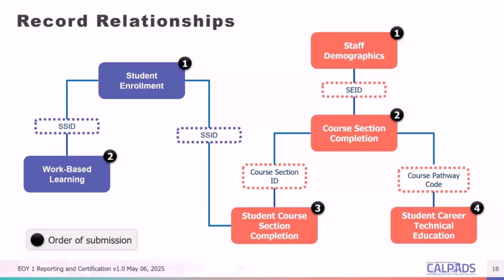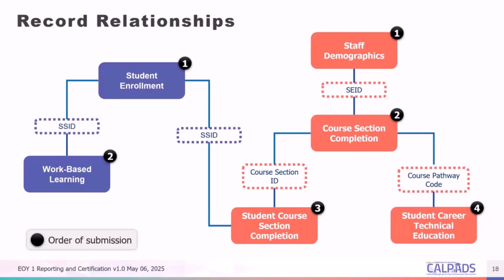And then as far as your other files, you have your staff demographic. That provides us the seed. That will allow us to submit the course records. And that's the only reason why we need to update the staff demographic: we need the information for the course section. Once the course section is submitted, we can submit the student course section completion. That's linking the students' results or accomplishments to their coursework or to the course offered. And then the student career technical education, that completed pathway that we are saying the student completed in that file, the capstone course has to be reported in that course section completion.